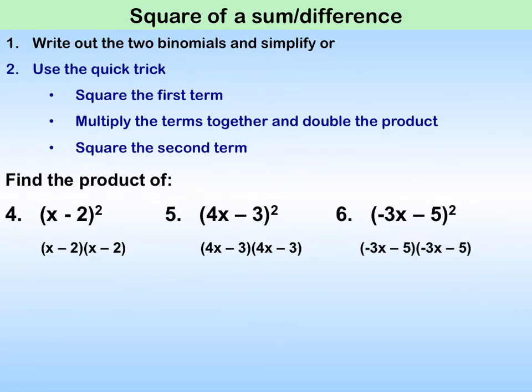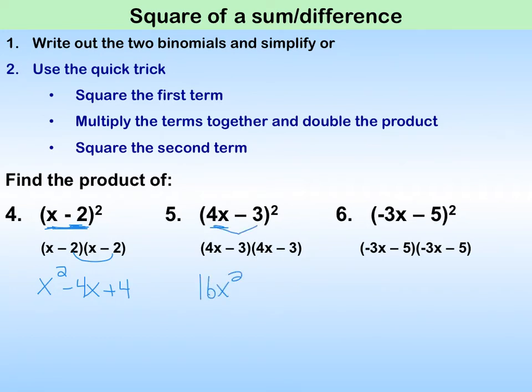Okay, 3 more examples, and this time it's a square of differences, so the same concept applies, it's just minus signs instead of plus signs in parentheses. So we're going to square the first term, which would be x squared in example 4. We're going to multiply these two together and double it. That's a negative 2x doubled, which is negative 4x. And then we're going to square the last number. Now again, because it's negative 2 times itself, and you could see that here in the FOIL, it becomes positive 4.